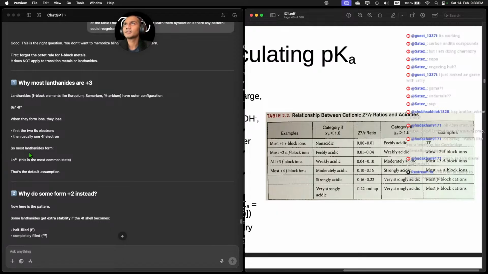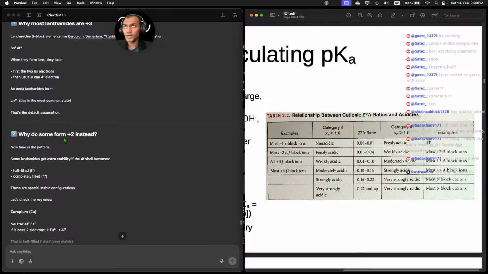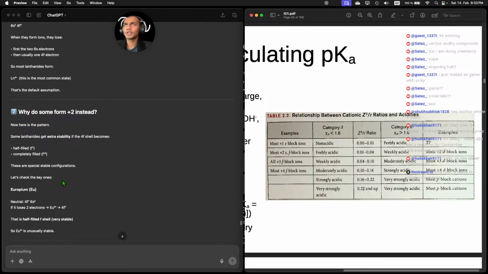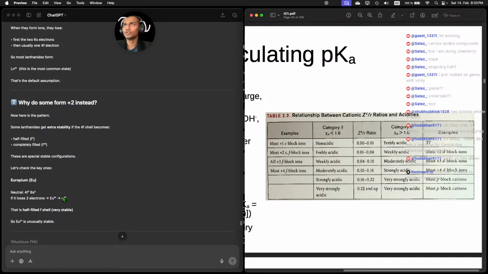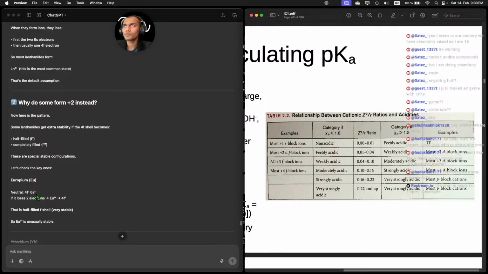So most lanthanides form 3+. Why do some form 2+ instead? Now here's the pattern. Some lanthanides get extra stability if the 4f shell becomes half filled or completely filled. These are special stable configurations. Let's check the key ones. Europium, neutral, 4f7 6s2, it loses 2 electrons. That is a half filled f shell. Very stable.